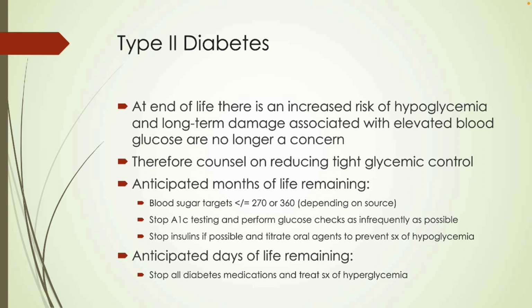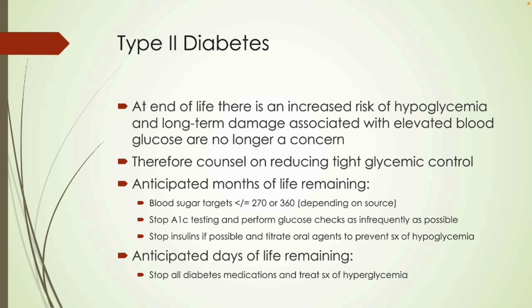And this person had type 2 diabetes, so we want to talk about that. When it comes to the end of life, they become more at risk for hypoglycemia. We don't want that. So we raise the level of blood glucose that we're comfortable with. Different resources say different things, but 270 upwards to 360, you don't need to do A1Cs anymore. It doesn't matter. And you're going to stop insulin if they're on insulin.